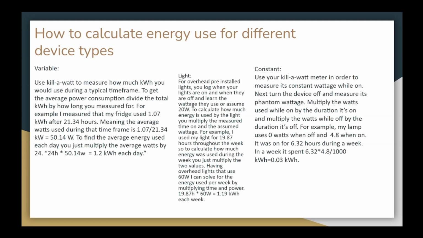Constant devices: use your kilowatt meter in order to measure its constant wattage while on. Next, turn the device off and measure its phantom wattage. Multiply the watts used while on by the durations on, and multiply the watts while off by durations off. For example, my lamp uses 0 watts when off and 4.8 when on. It was on for 6.32 hours during the week, and the week's energy is 6.32 times 4.8 divided by 1000 kilowatt hours, which equals 0.03 kilowatt hours.